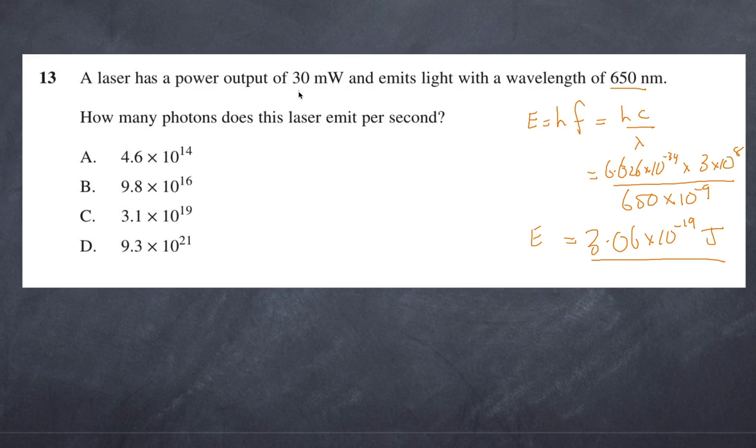Now this energy of 3.06 by 10 to the negative 19 is the energy of one single photon. Now we're told here we've got 30 milliwatts, which means 30 millijoules per second. So that's the value of the total energy we're going to use. So we get 30 millijoules per second, which means 30 by 10 to the negative 3 joules. And we divide this by the individual photon value, which is 3.06 by 10 to the negative 19, and that will give us the total number of photons being emitted. And that gives me a value of 9.8 by 10 to the power of 16 photons. Now, if you look at the responses, B therefore becomes my only answer.